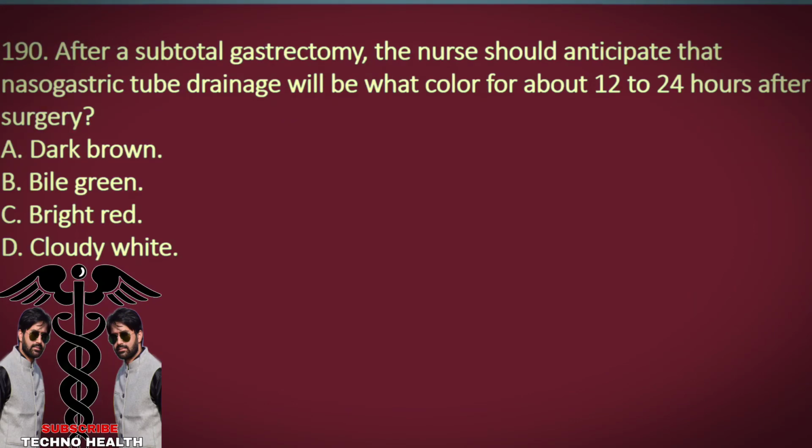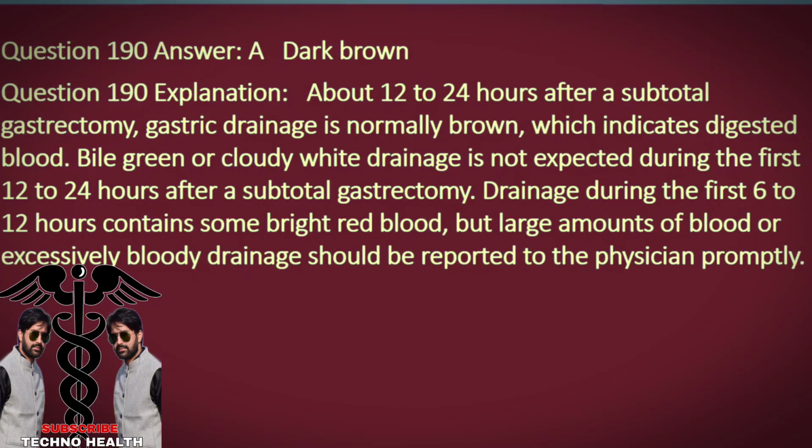Question 190. After a subtotal gastrectomy, the nurse should anticipate that nasogastric tube drainage will be what color for about 12 to 24 hours after surgery? A. Dark brown. B. Bile green. C. Bright red. D. Cloudy white. Answer: A. Dark brown.